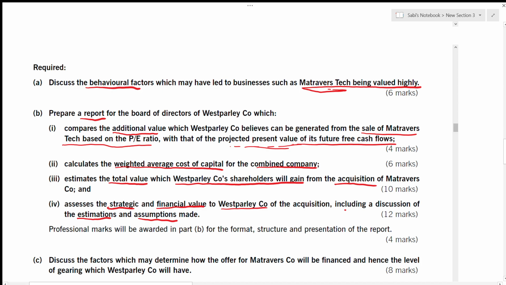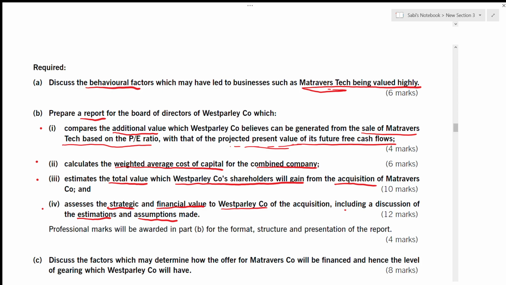And now professional marks will be awarded in part B for the format, for the structure, and for the presentation of the report. And mind you, when you are writing a report, all of this has to follow in that order only. Your report has to be in that order only. You cannot write the fourth one in the first paragraph and your second one in the last paragraph. You cannot jumble the order. The order has to be maintained.